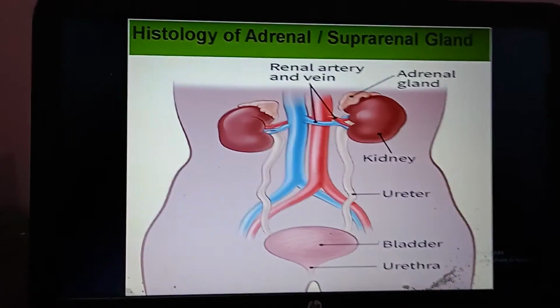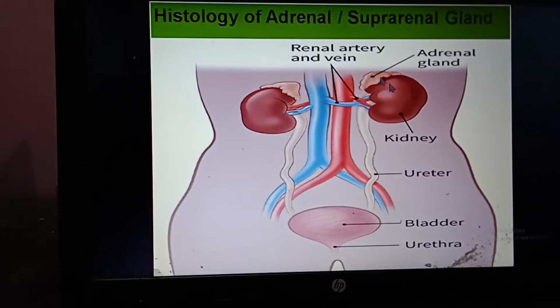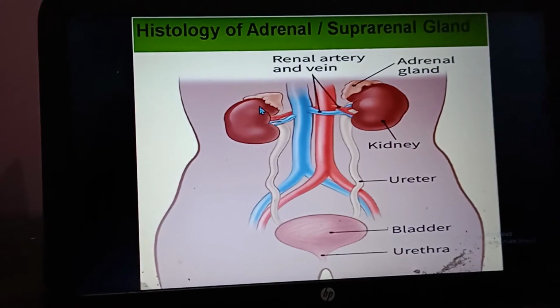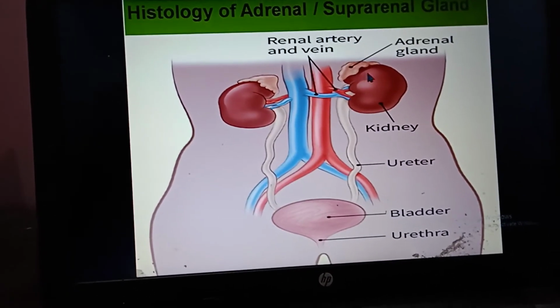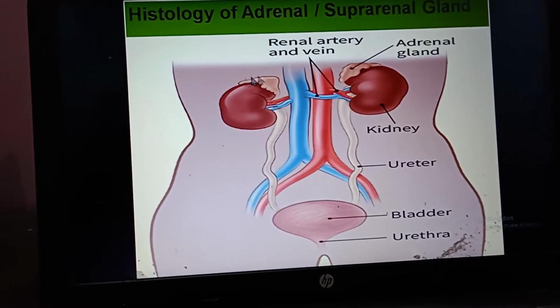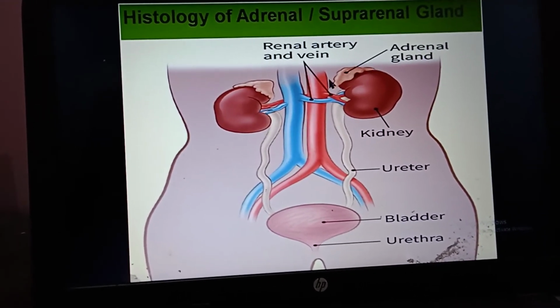Now coming to the histology of the adrenal or suprarenal gland, which lies above the kidney. It is a paired structure. This is the right suprarenal, which is triangular in shape, and this is the left suprarenal, which is semilunar.